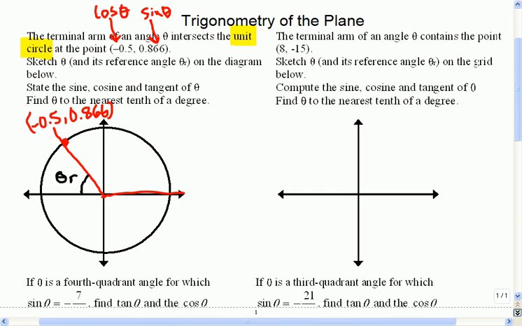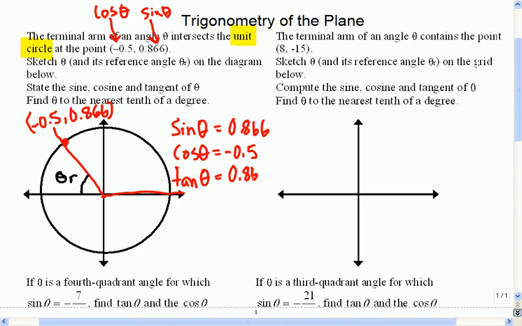So again, in this one, the question is actually quite simple if you know those connections. It says, what's the sine? Well, we just said the sine is going to be the y-coordinate, and the cosine is going to be the x-coordinate. So that should be a negative 0.5. How would we find the tangent? Sure, Jackie? Y over x. Y over x or sine over cosine. So tangent is 0.866 over negative 0.5. So that's negative 1.732. Okay. So knowing it's on the unit circle saves us a lot of work. We know some stuff about it already.